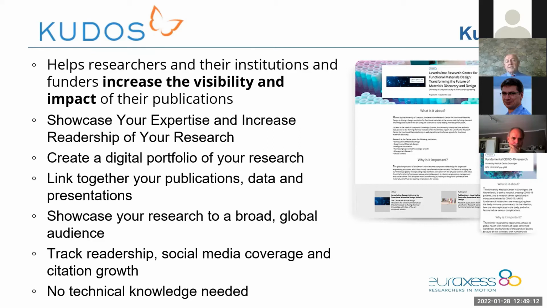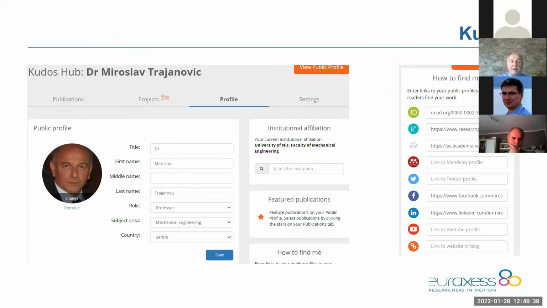You can showcase your research to a broad global audience, and you can track readership, social media coverage, and citation growth. The user interface is very intuitive, so no technical knowledge is needed at all. When you sign in, you will create your profile, and you will put here your ORCID ID. You can put your ResearchGate ID or your ResearchGate homepage, also Academia.edu homepage, and so on.